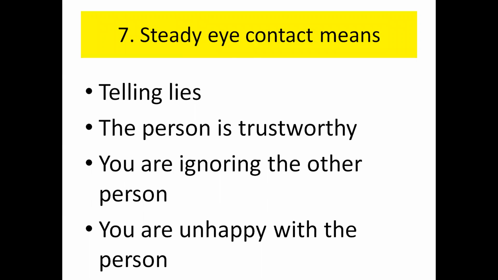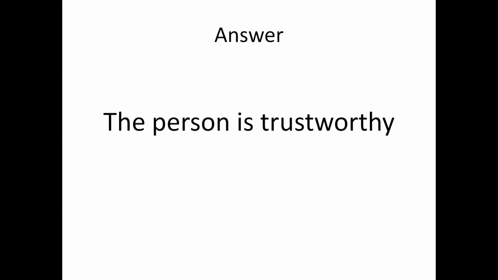Next question, that is number 7. Steady eye contact means: option 1, telling lies. Option 2, the person is trustworthy. Option 3, you are ignoring the other person. Option 4, you are unhappy with the person. Write your answer in the comment section to get the right answer. The answer is: the person is trustworthy.